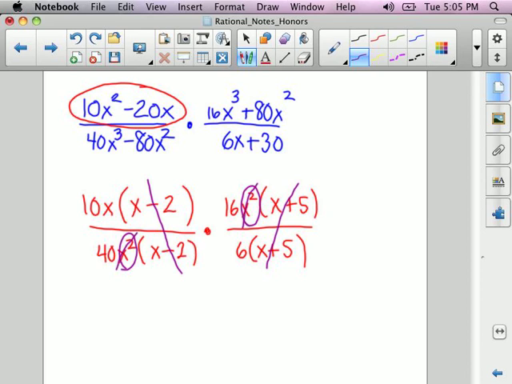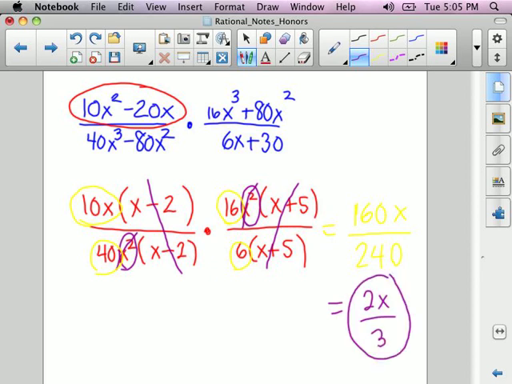Now I'm just going to multiply what's left over. So on this side, I have the 10x and the 16. Those are going to make me a 160x. And on the bottom, I just have the 40 and the 6. That's going to be a 240. So you can go ahead and reduce that, and I'm thinking that's going to be 2/3 when you actually reduce your numbers. So you just get 2x over 3. And that's your final answer.